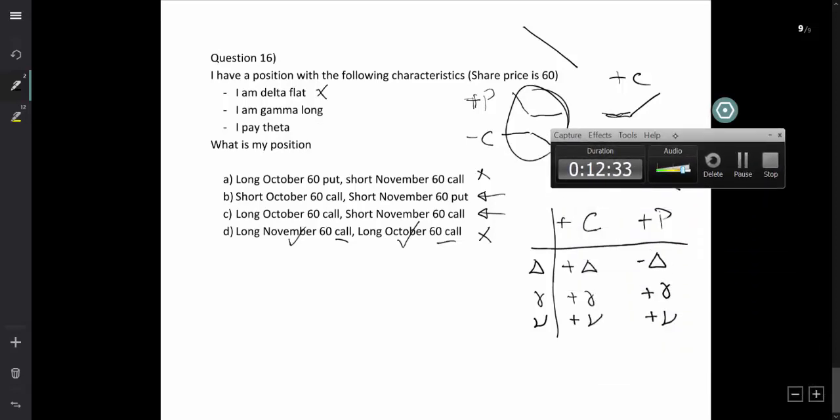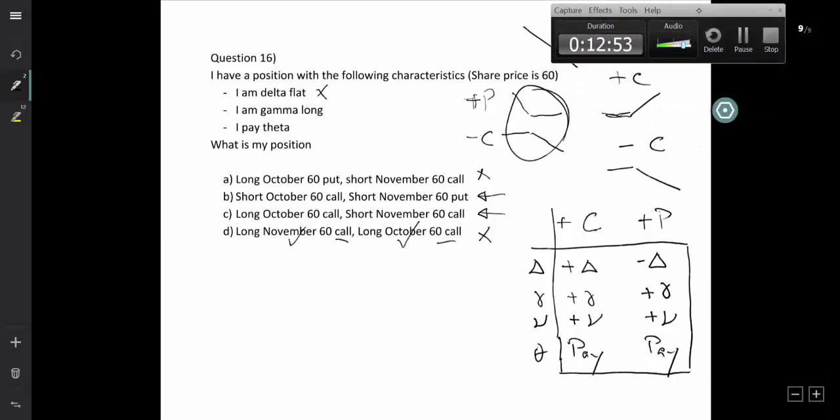And for theta, I prefer not to talk about being long or short. And you notice Governed also doesn't do that. So you are paying theta. Anyway, theta is not part of this question. So you can tell right away that for answer B, you are short option. Never mind what kind of option it is, you are short option, you cannot possibly be long gamma. So you are gamma short.